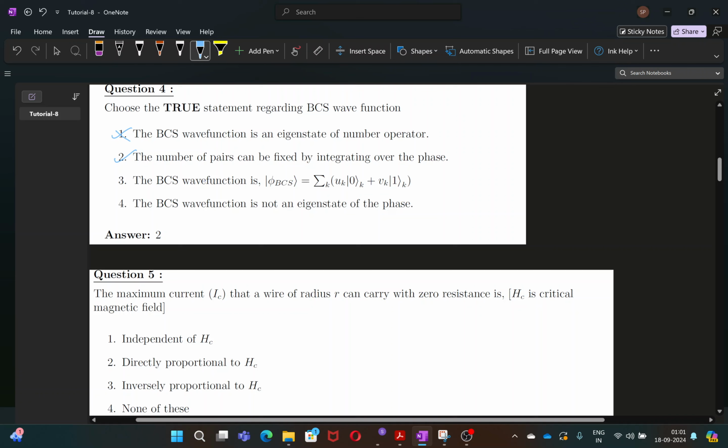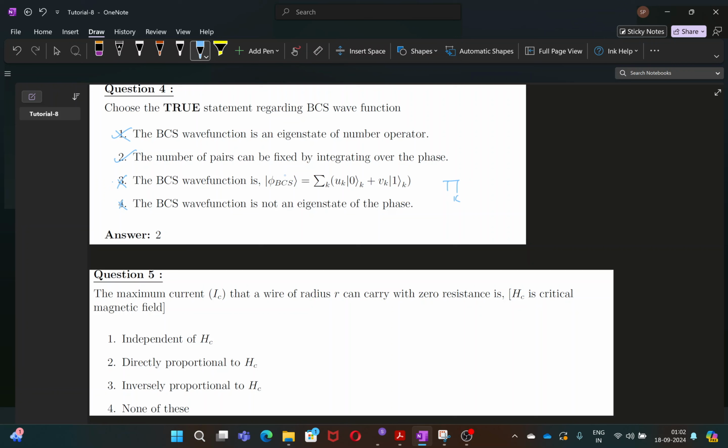Then the BCS wave function is this, where there is a summation sign over here. Basically this will not be a summation; rather the entire wave function will have a multiplication sign over k. So the true option is not 3. The last option was that the BCS wave function is not an eigenfunction of the phase. This is also incorrect because it is an eigenfunction of the phase. So the only correct option is that the number of pairs can be fixed by integrating over the phase.